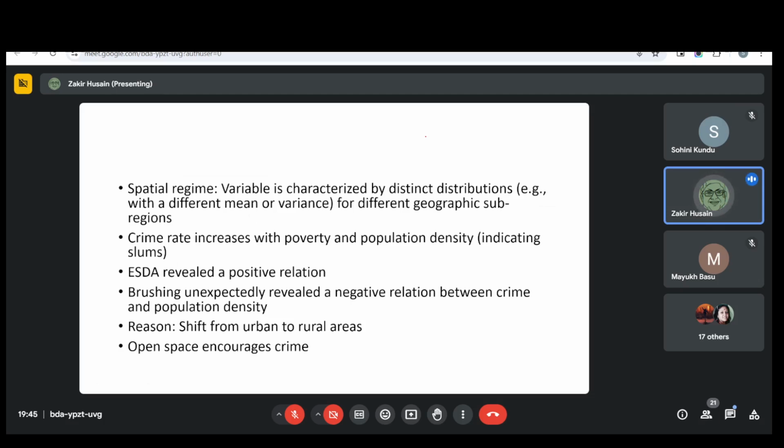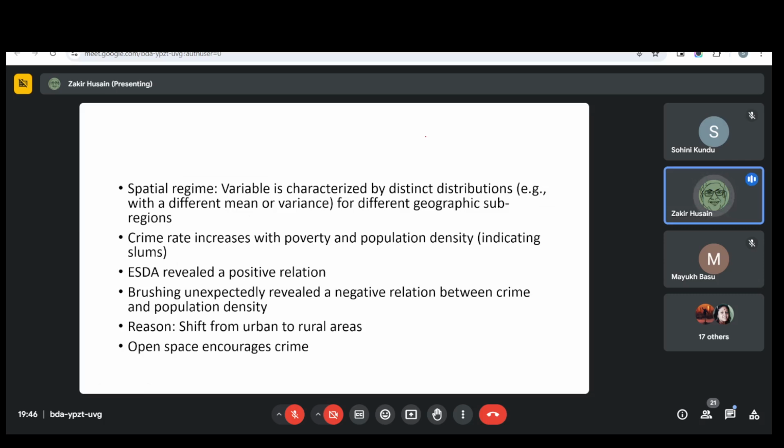So a spatial regime occurs when the variable of interest, for instance stunting, is characterized by distinct distributions in terms of different values of mean or variance for different geographic subregions. So we take the entire area that we are studying and we can divide it up into different geographic subregions, and each region is going to have a different mean or variance. Obviously the mean and variance will differ, but the difference should be statistically significant.